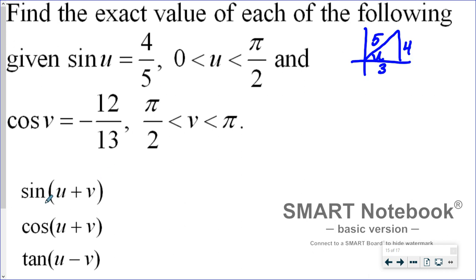All right. So now that allows us to find any pieces that we might need, right? We know sine of u. Well, now I know cosine of u is going to be adjacent over hypotenuse, so 3/5. And tangent of u is going to be opposite over adjacent, so 4/3. All right, we can do the same thing with v.